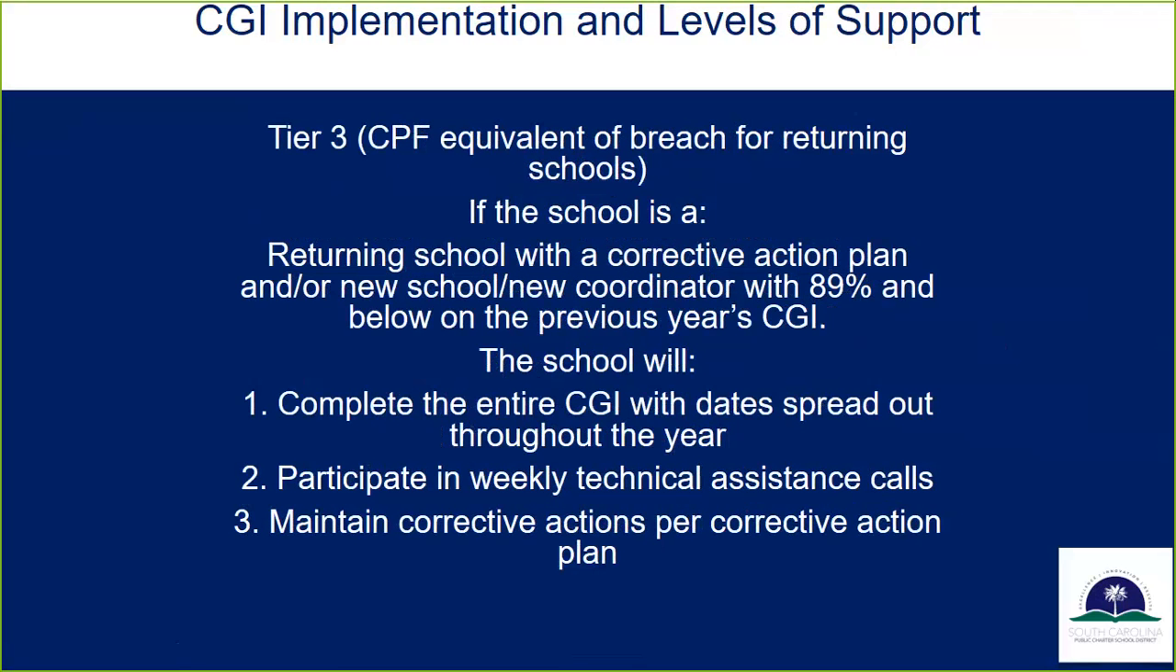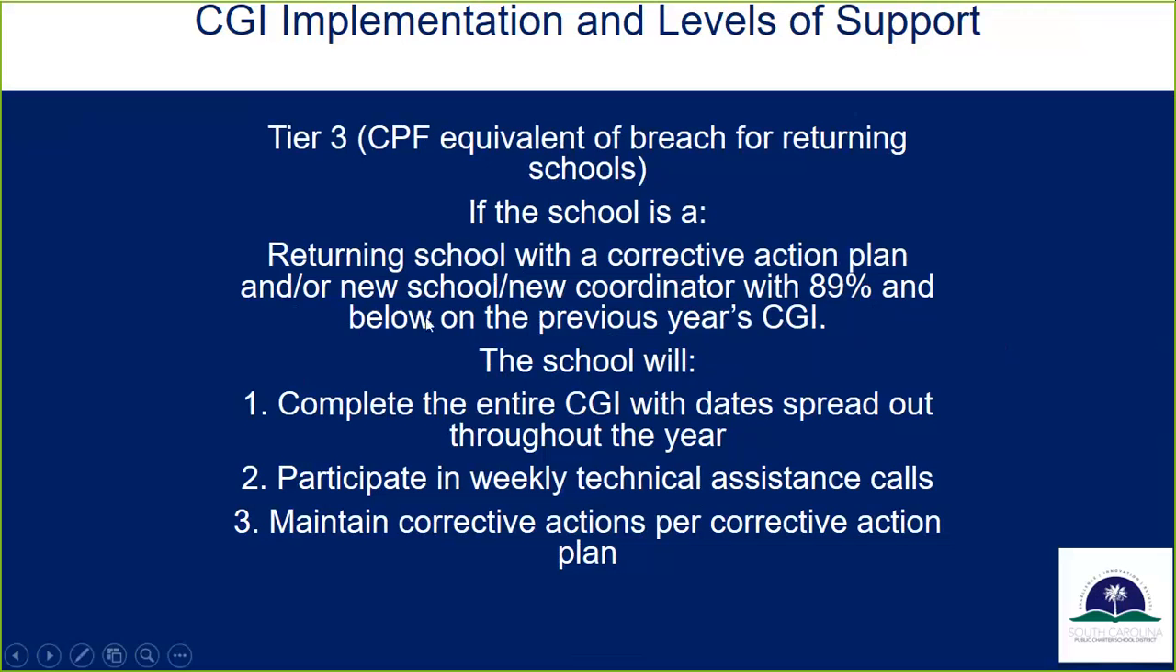The third tier is the SPF equivalent of breach for returning schools. If your school is a returning school with a corrective action plan and/or a new school or new coordinator, and your previous CPR score is an 89% or below, then your school will need to complete the entire CGI, which has dates that are spread throughout the school year, participate in weekly technical assistance calls, and maintain corrective actions per your corrective action plan. Next week at our special ed coordinator face-to-face training, we'll make sure that each of you knows where your school stands and the requirements that you'll have for the following year.